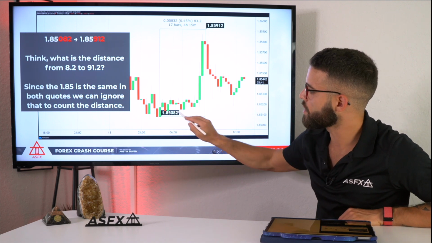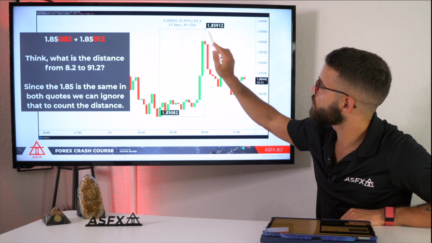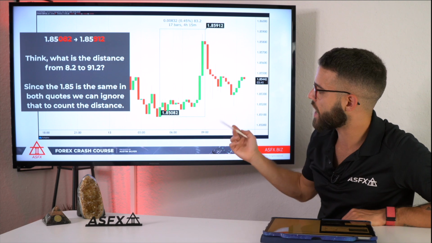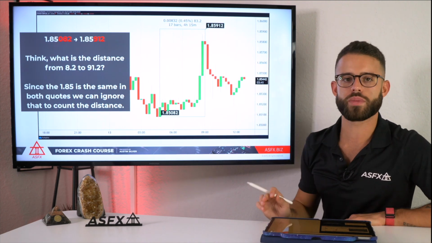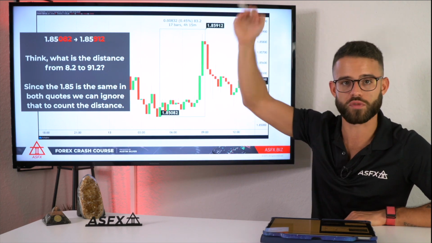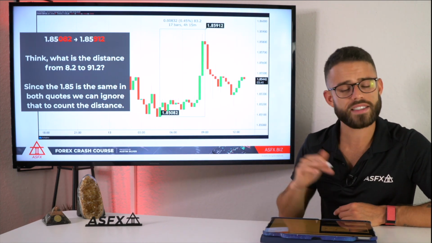So you take the bottom of the move, you check which numbers have changed, 1.85, 1.85, they're the same. 082, 912, that's 83.2 pips to the upside, not a minus because it moved higher, okay? And that's how we read price action.